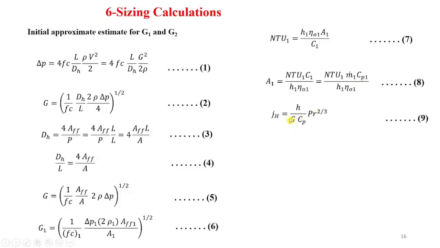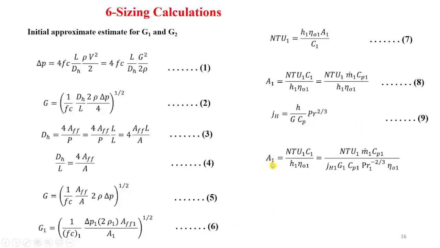Also we would like to express H1 in terms of the heat Colburn modulus. As we explained before, there is a relation between the Colburn modulus and the heat transfer coefficient. So you can write the heat transfer coefficient from equation 9 as JH multiplied by G Cp Prandtl number to the minus 2/3. So what we did is that we use equation 9 in equation 8 to get an expression for A1, so that we can use it in equation number 6.